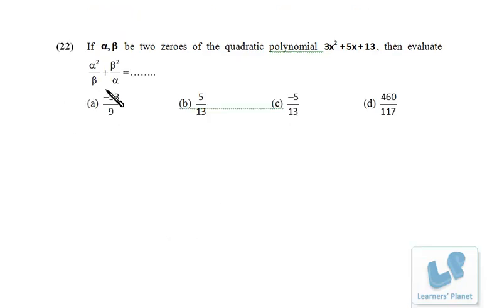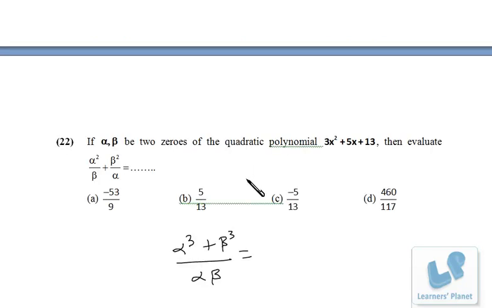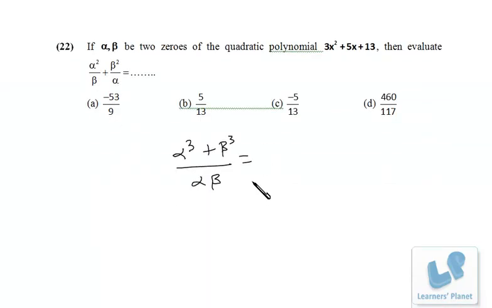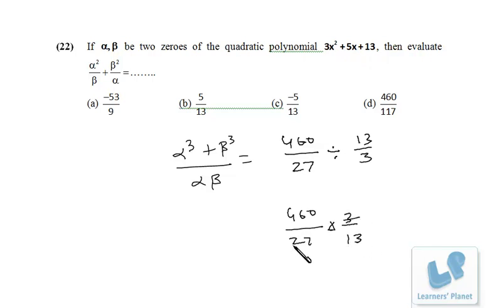Similarly, we can calculate the value of this expression. I take LCM, so I'll be getting alpha cube plus beta cube by alpha beta. Now alpha cube plus beta cube, I have just calculated that 460 by 27. Right? I just put the value directly. You don't have to put, you have to solve it in your exam. I just put it over here. 460 by 27 divided by alpha beta. Alpha beta is what? 13 by 3. So it's 460 by 27 into 3 by 13. Right? So it's 460 by 13 nines are 117. Okay.